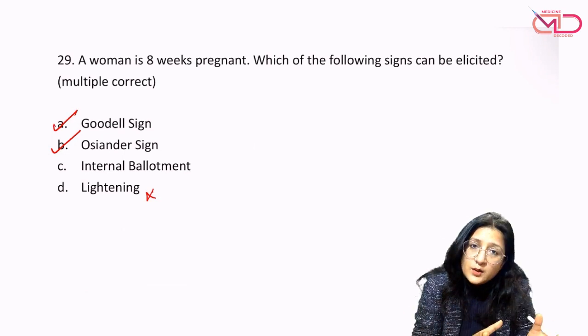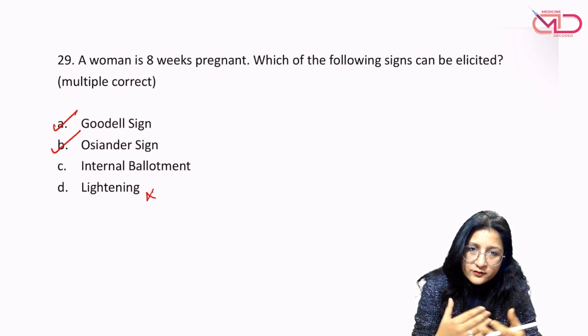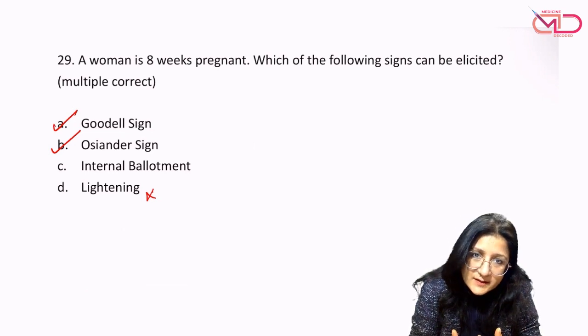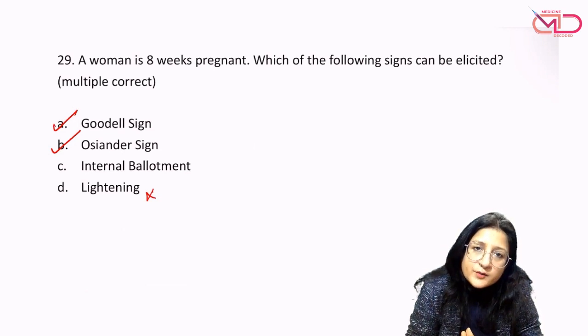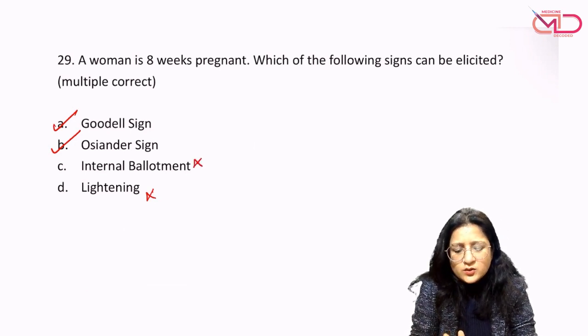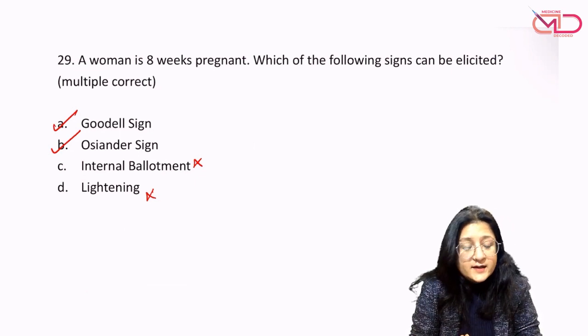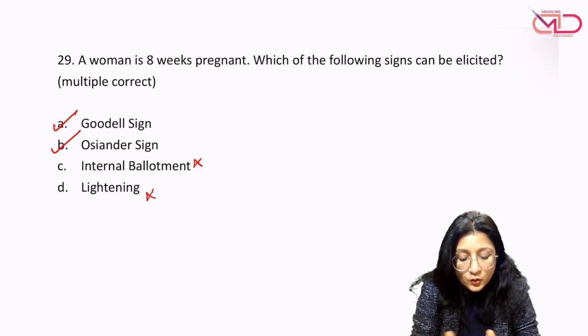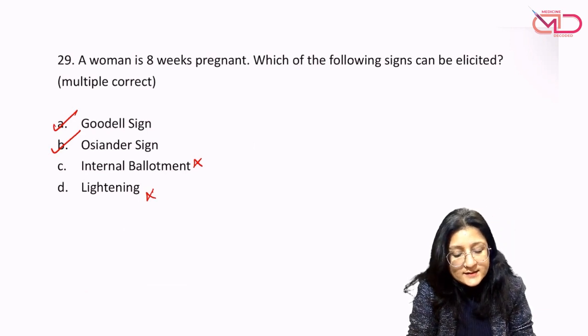Internal ballottement is the same principle, but we do it per vaginally. Okay, we tap or poke from below, from the vaginal route, and we try to tap the cervix, right? And we can feel the fetal head striking our fingers. That is internal ballottement, same principle. But then again, it can be elicited between 16 to 28 weeks. And ballottement is not a sign of early pregnancy. I don't expect my undergraduate students to elicit internal ballottement. But again, since this is an MCQ-based pattern examination, I told you that yes, Goodell sign and Osiander sign are seen in early pregnancy. Lightening and ballottement are not seen in early pregnancy.